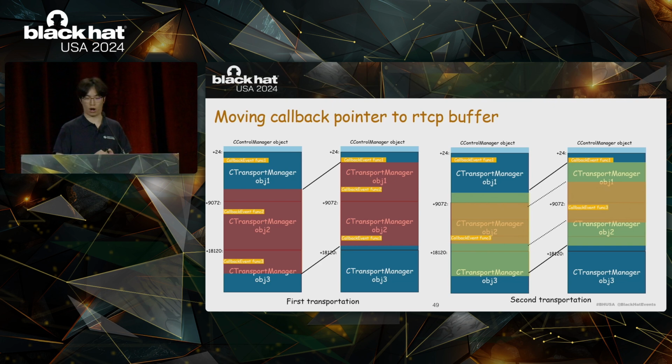This page shows how the memory elevator works. The first move lets the callback event pointer from the second object move into the first one, and lets the pointer from the third object move into the second one. And the second shift moves the callback pointer from the third object forward again.